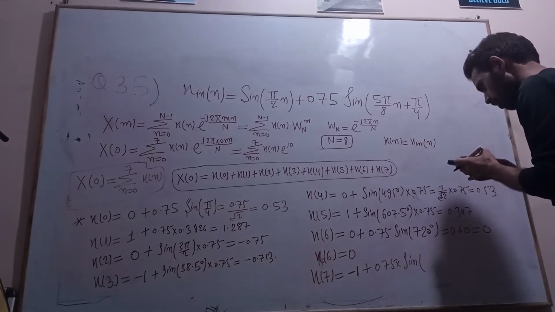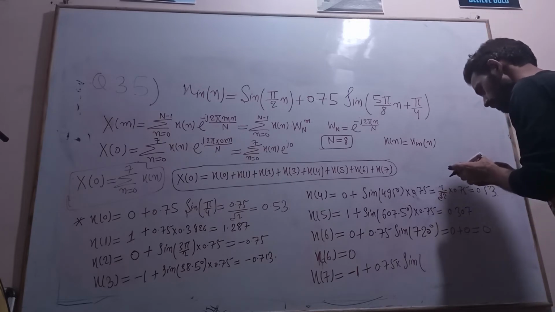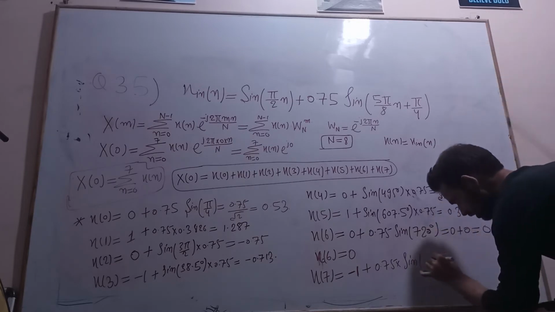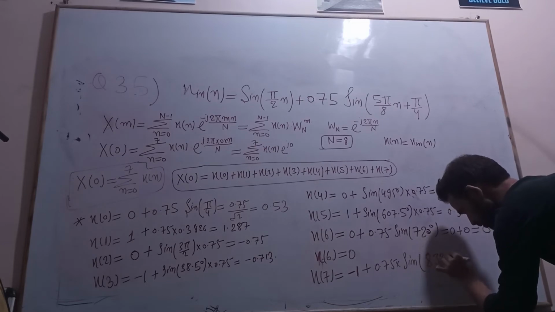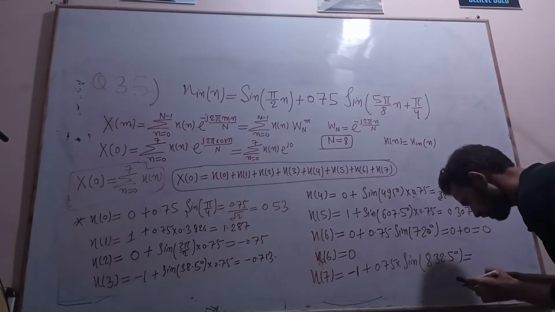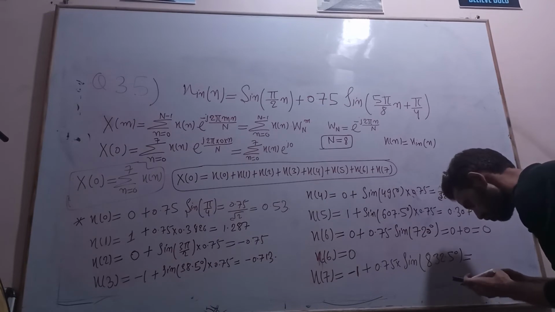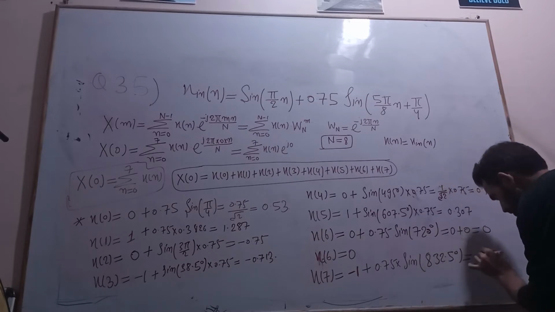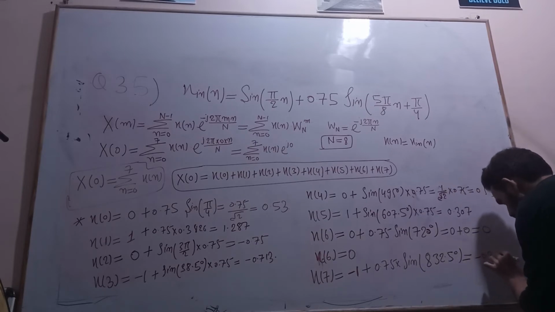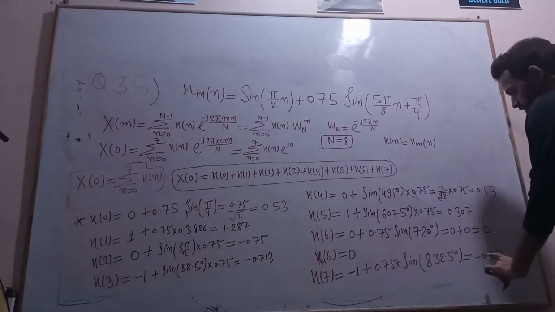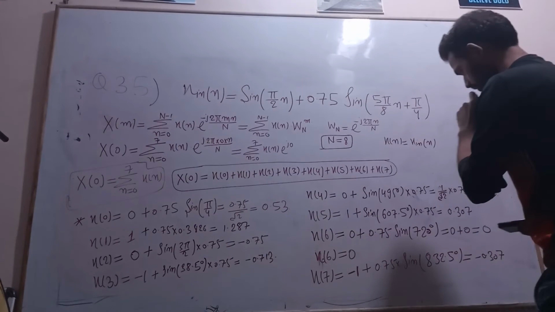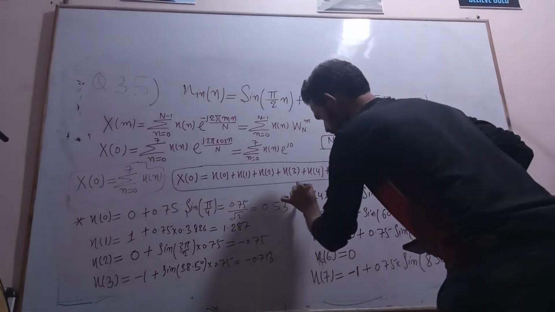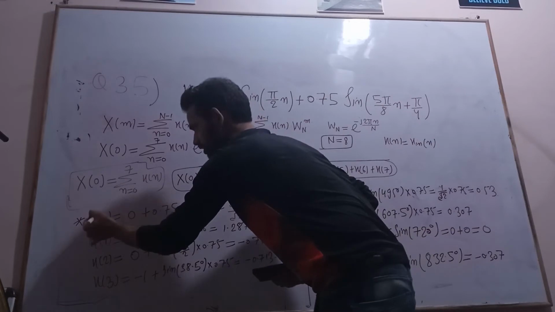37 into 180, how much? 660 divided by 8 is 832.5 degrees. This will get 0.9238 into 0.75 minus 1. So how much is this? This is minus 0.307. Now just sum up all these points from 0 to 7.